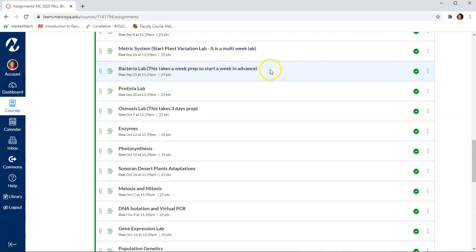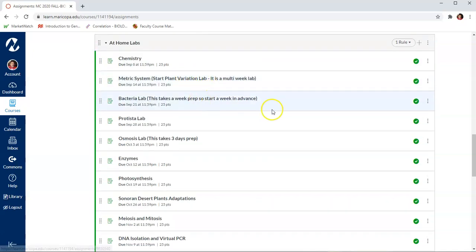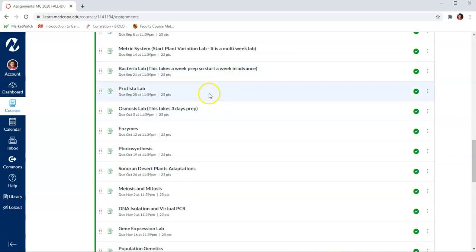But the bacteria lab takes a week. You have to pour your agar plates first, and then you're going to swab stuff like keyboards and money. And you can see how gross some things are in your house. And then the bacteria take about a week to grow on the plate. So you're going to have to start a week in advance so that you can get your data and then submit the lab. So you'll want to start this lab on September 14th, even though it's due on the 21st, because it takes a while to prep that.